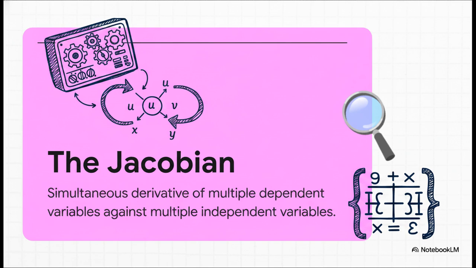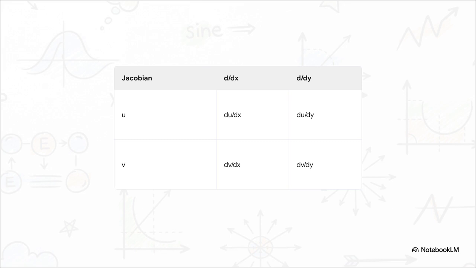It handles multiple dependent variables like u and v, acting simultaneously against multiple independent variables like x and y. You're essentially capturing the combined, simultaneous rate of change of an entire system of variables all at the exact same time. I know, that sounds incredibly chaotic, but this determinant matrix structure brings pure visual order to a really complex idea. When you're calculating the Jacobian of u and v with respect to x and y, you just set up a matrix. Look at the beautiful structure here.